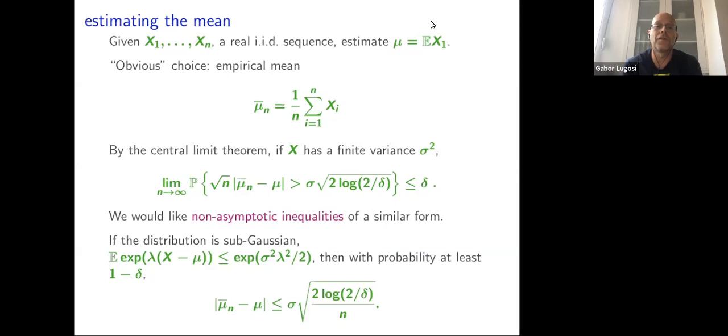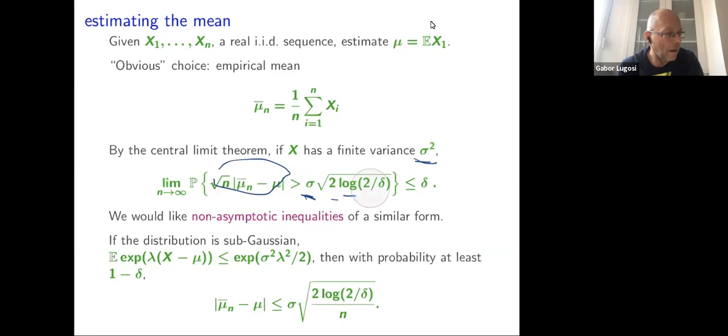But if we assume just a little bit more, that the variance is finite, then we have this beautiful, also very classical theorem, the central limit theorem, that tells us that the rate of convergence is about 1 over square root of n. Moreover, we have this very nice asymptotic inequality that says that as the sample size goes to infinity, square root of n times the difference between the empirical mean and the true mean is at most sigma, the standard deviation, times something like square root of log 1 over delta. This difference will be at most this quantity with probability 1 minus delta.